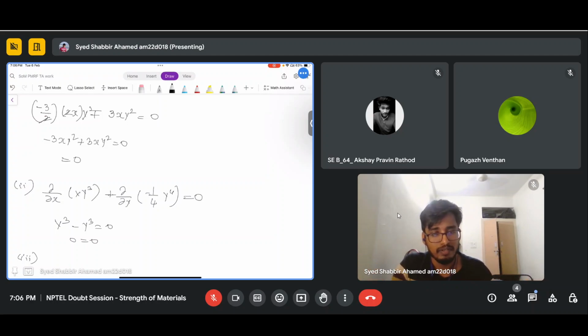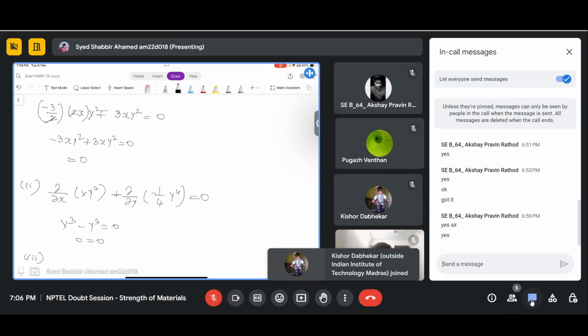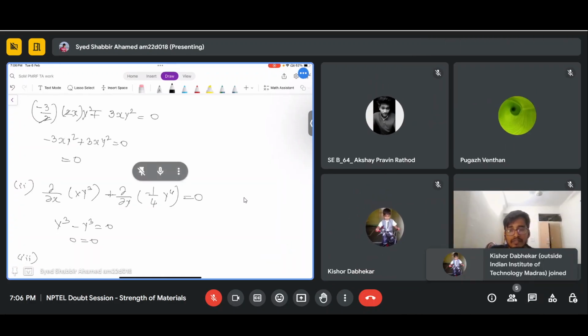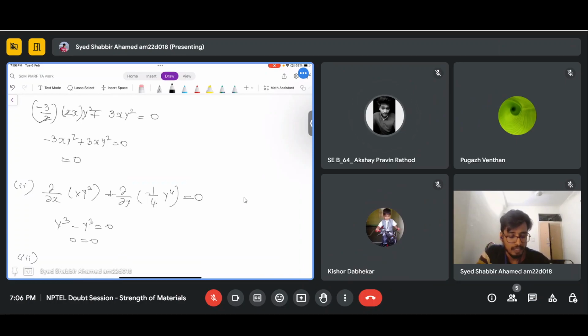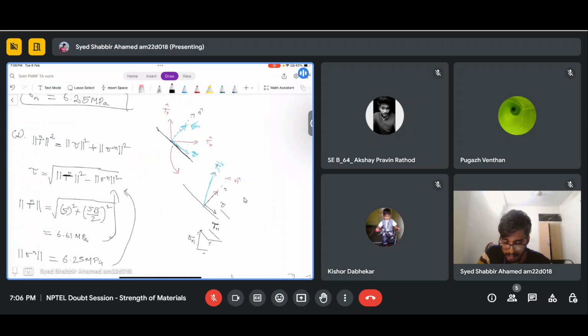The first question which we have solved was not possible because the moment equilibrium condition was not satisfied for arbitrary values of the constants. So I think this is clear. If you have any doubts, again please ask. Okay, so I think we'll go to the next part.